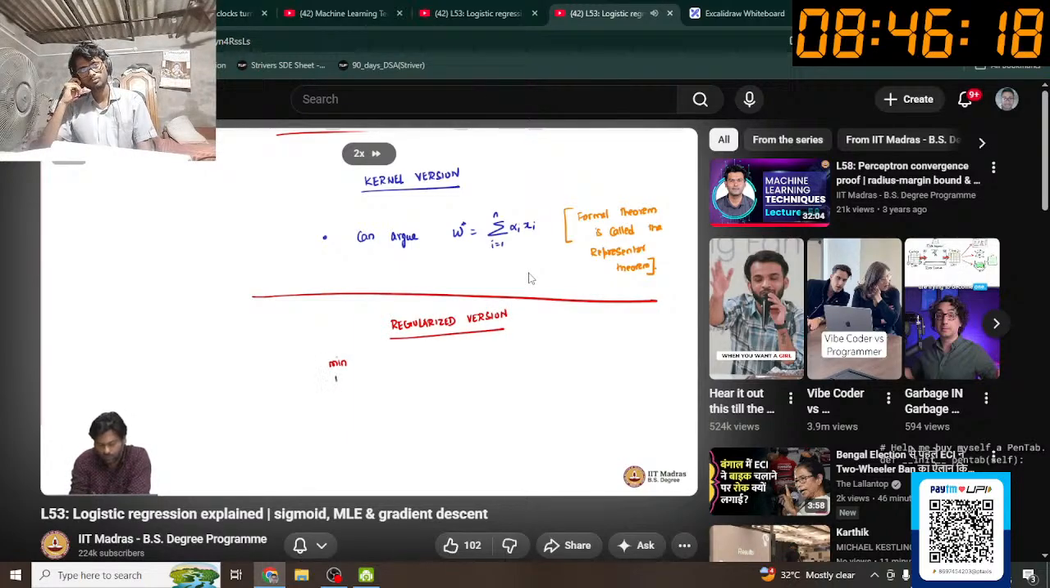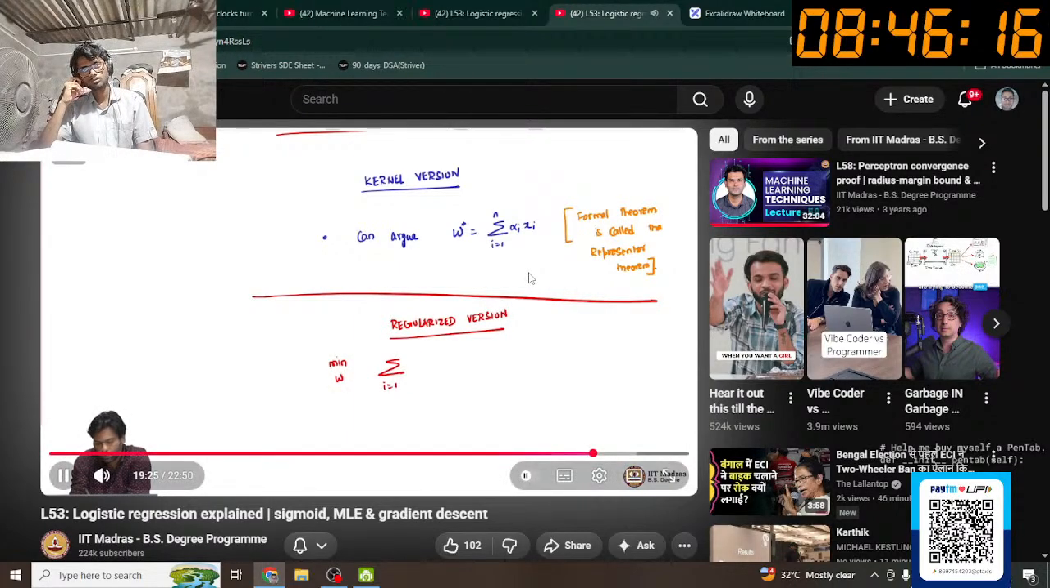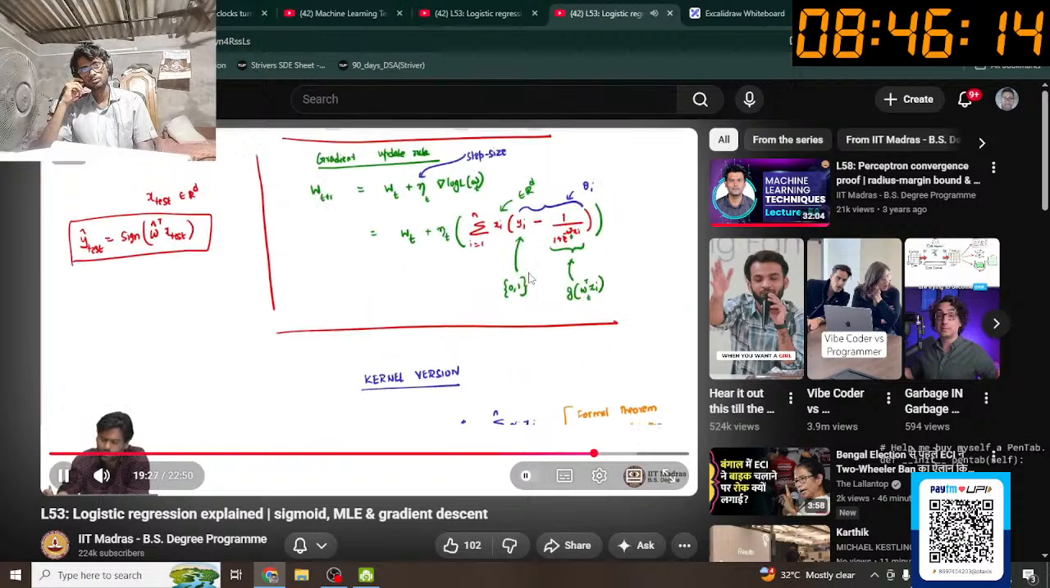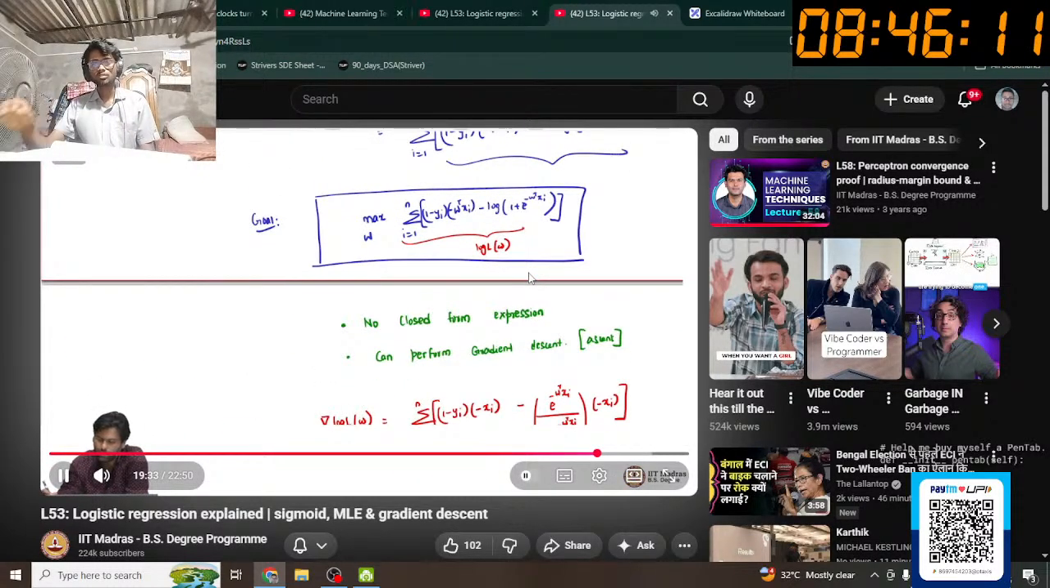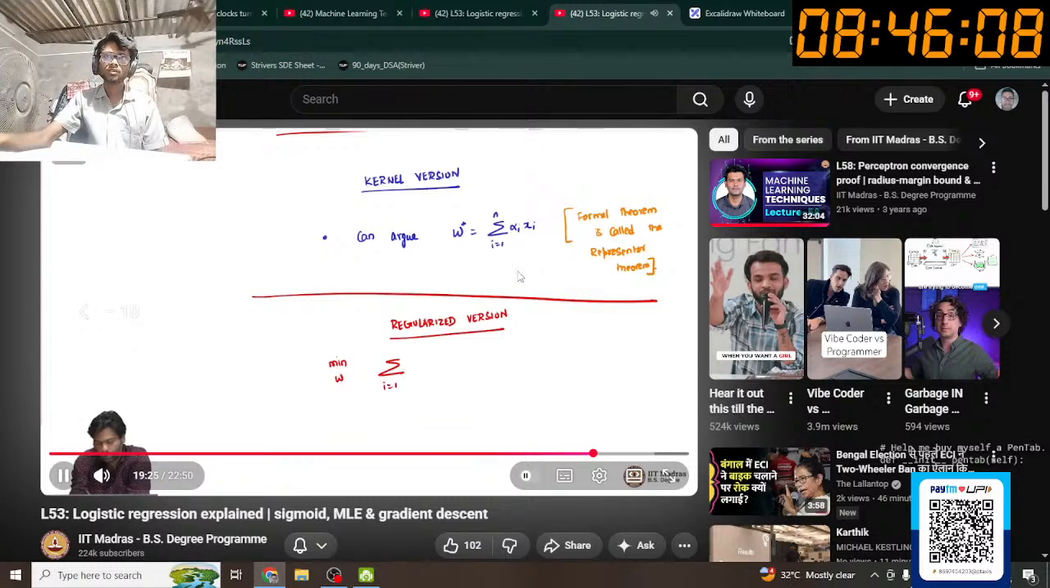Where you would minimize over W. Now you write this as a minimization problem, sum over i equals 1 to n. Now the maximization objective here will get converted into a minimization objective, which will become sum over i equals.